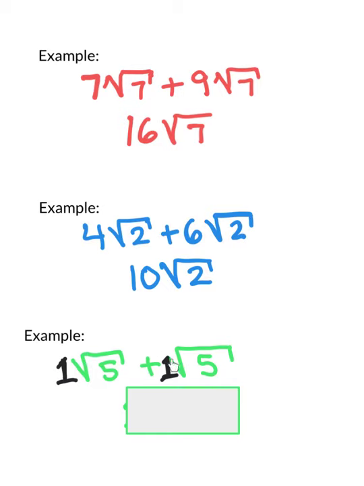Okay, so remember that mathematicians don't write down ones. That's why I stuck a 1 in the front to remind me, oh, I have 1 square root of 5. I have another square root of 5. Well, how many square roots of 5 do I have? I have 2 of them. And then I write the final answer as 2 square roots of 5.